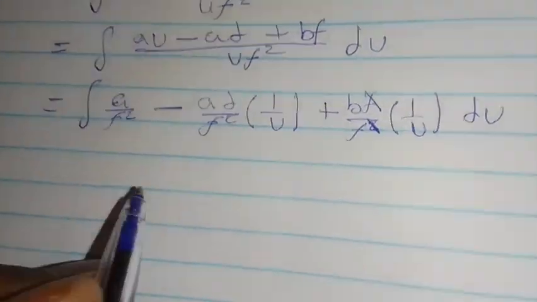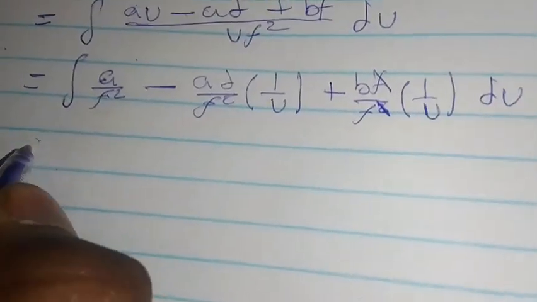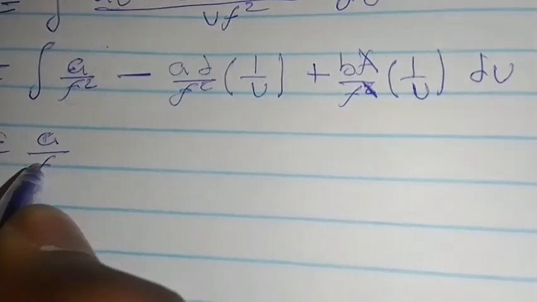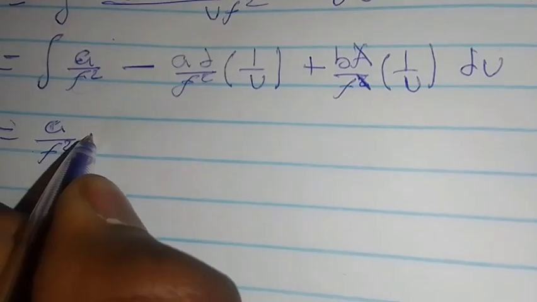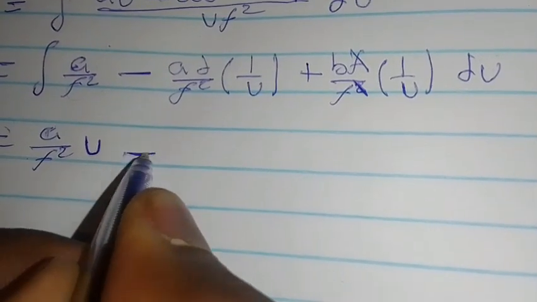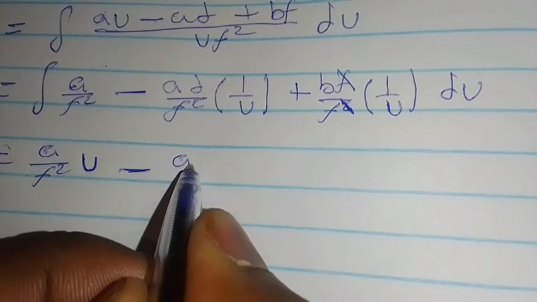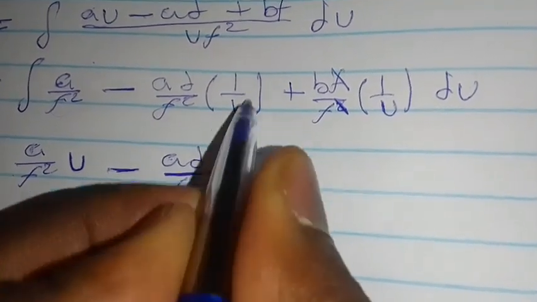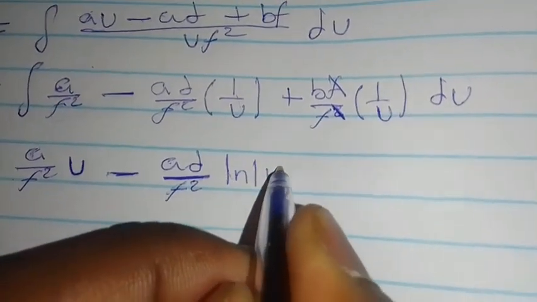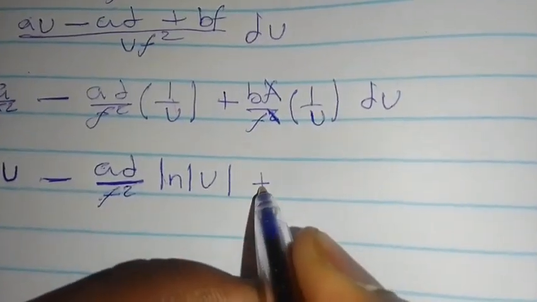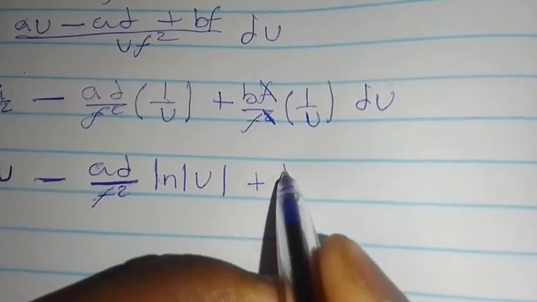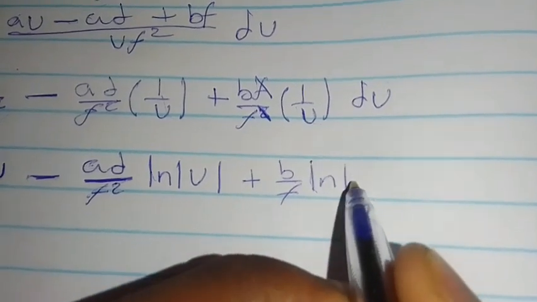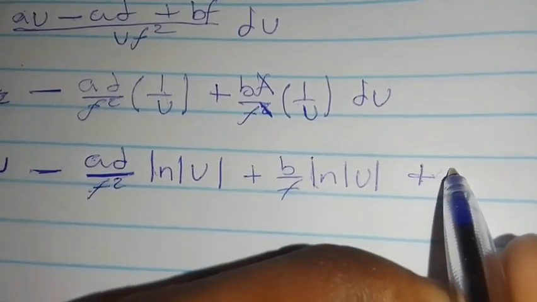Now, the integral of a constant is just that constant multiplied by u, and then you subtract ad over f squared times the integral of 1 over u, which is ln the absolute value of u, plus b over f multiplied by the integral of 1 over u, which is also ln the absolute value of u. Then you add a constant.